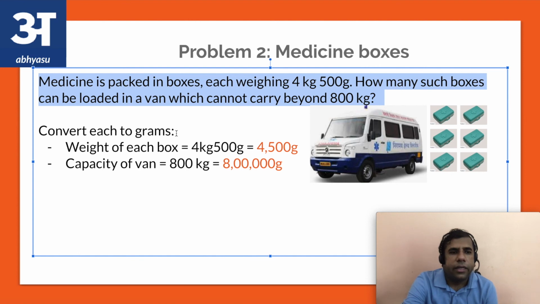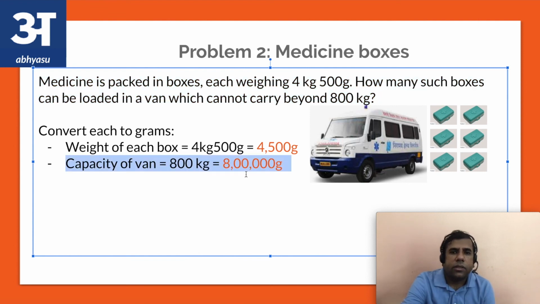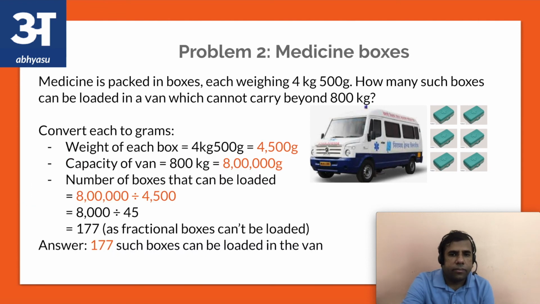So the key insight here is we should convert each of these into grams. That would be easier to compute after we do this conversion. So the weight of each box, when we convert to grams, is going to be 4500 grams, because it's 4 kg 500 g, that means 4500 grams. And the capacity of the van is 800 kilograms, that means we add 3 more zeros after 800, that means 8 lakh grams. Now let's do the division.